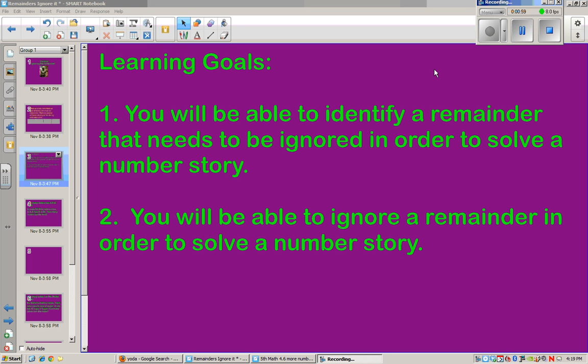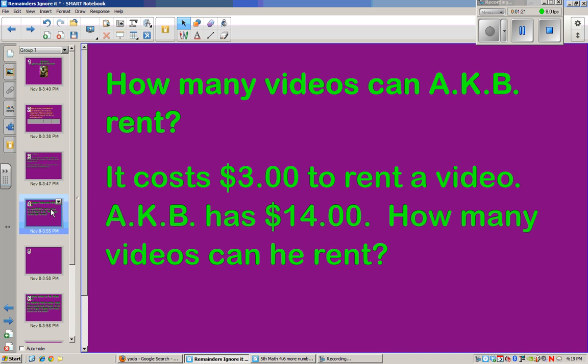There are 2 learning goals for today. The first one is that you will be able to identify a remainder that needs to be ignored in order to solve a number story. Remember, identifying what the remainder represents is really important. And number 2, you will be able to ignore a remainder in order to solve a number story. So let's dive right into a practice problem.